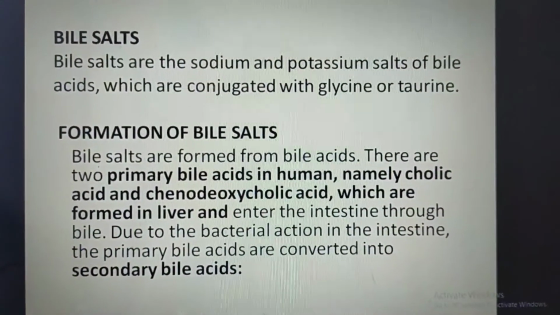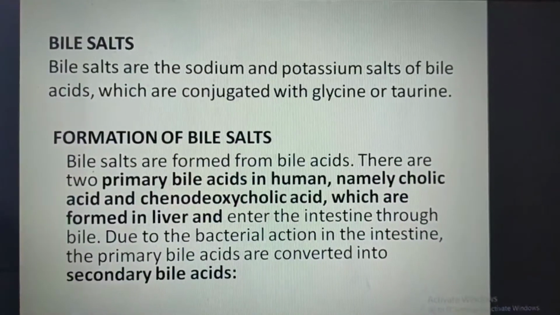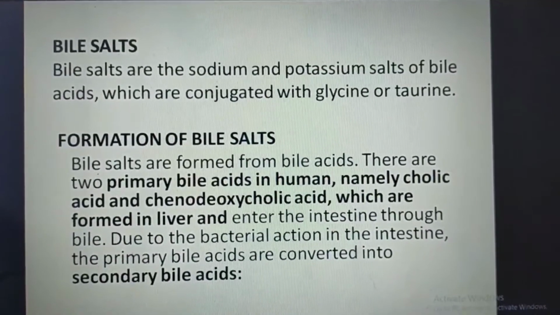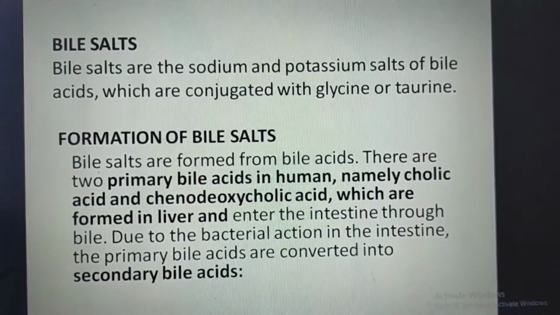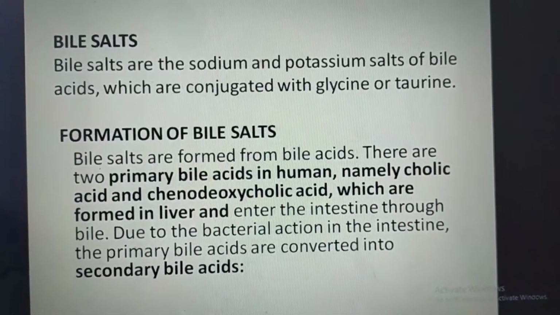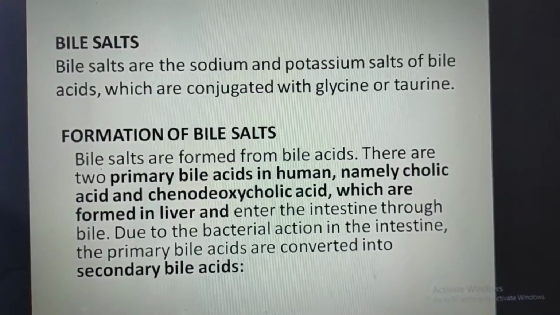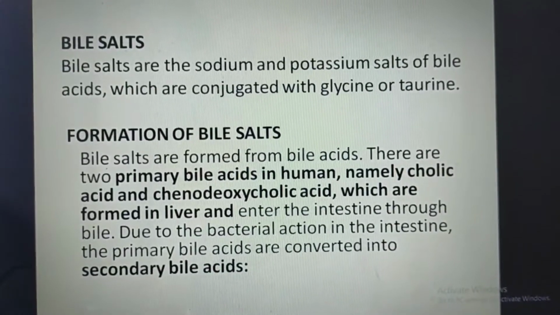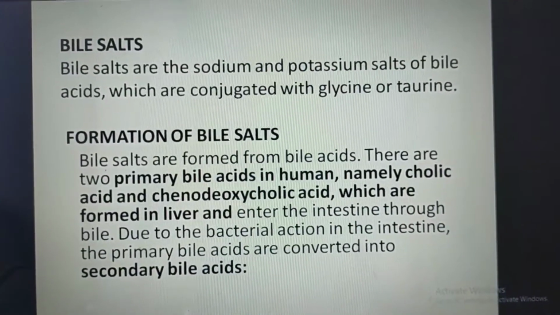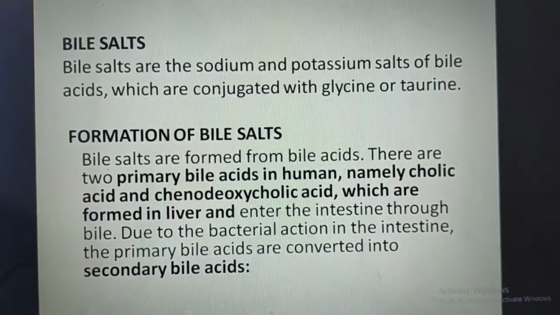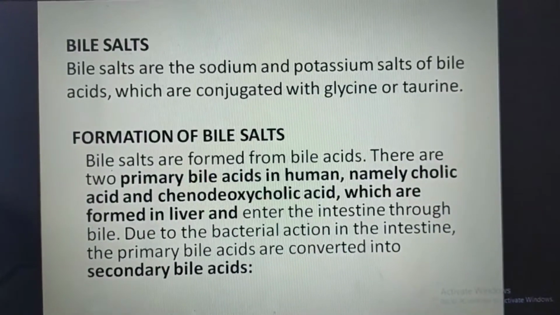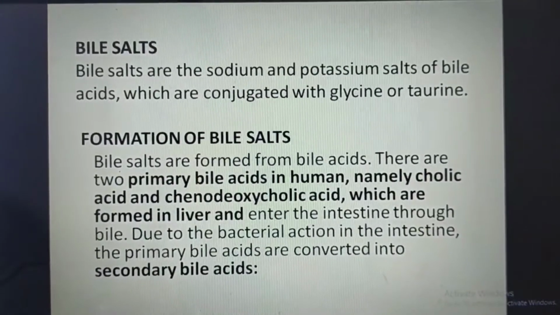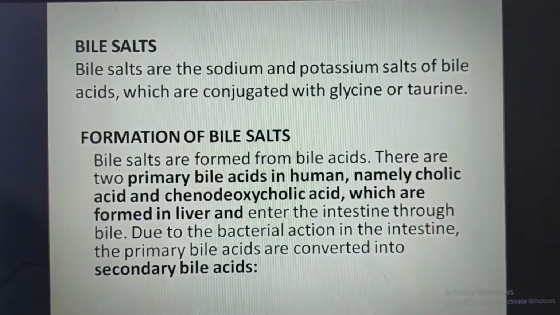Bile salts. Bile salts are the sodium and potassium salts of bile acids, which are conjugated with glycine or taurine. Formation of bile salts. Bile salts are formed from bile acids. There are two primary bile acids in humans, namely cholic acid and chenodeoxycholic acid, which are formed in the liver and enter the intestine through the bile.